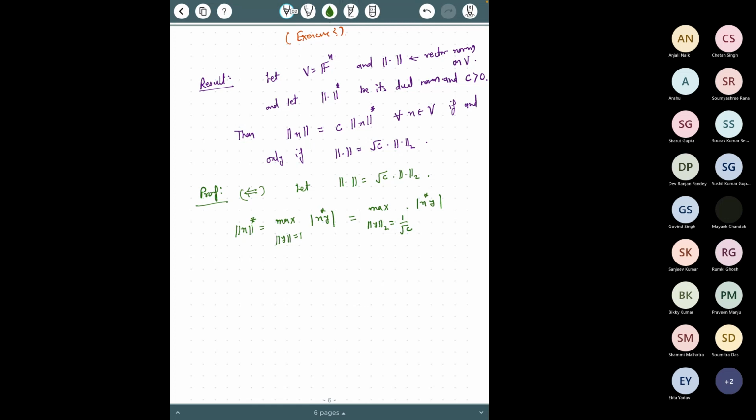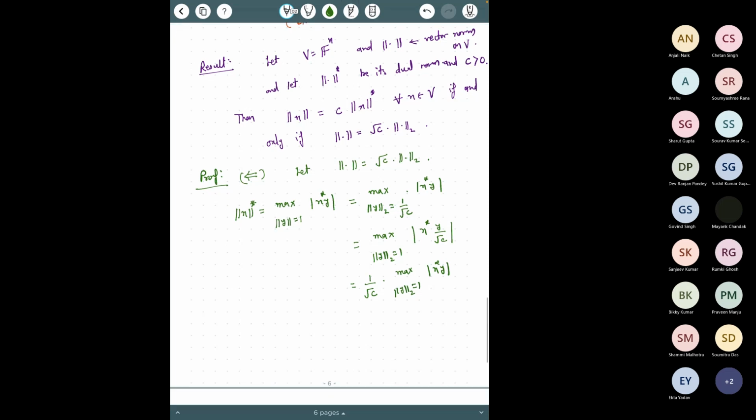So far so good. But then you can see here, if I replace y by y divided by root C, it is the same, because it is just a change of variable, and I can just consider norm 1 vectors. But since 1 upon root C is a constant, I can take 1 upon root C outside. So it would be like 1 upon root C times the max over 2 norm of y equal to 1 of x star y, right?